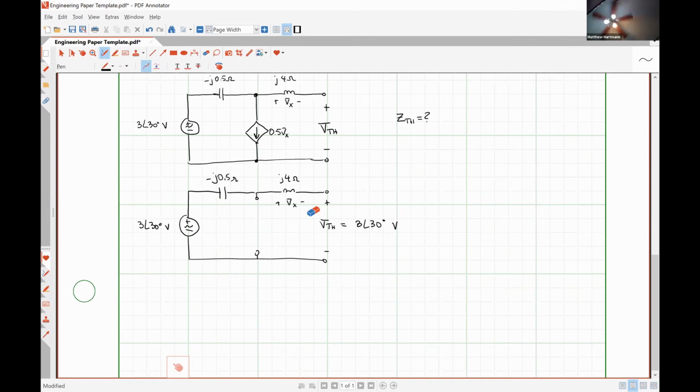Our Norton current, maybe a little bit more difficult. Let's just revisit this guy up here and see what's up. So this is our phasor Norton current. I've shorted out our terminals and I'm finding the current direction down. So how could we go about doing this, or determining this?